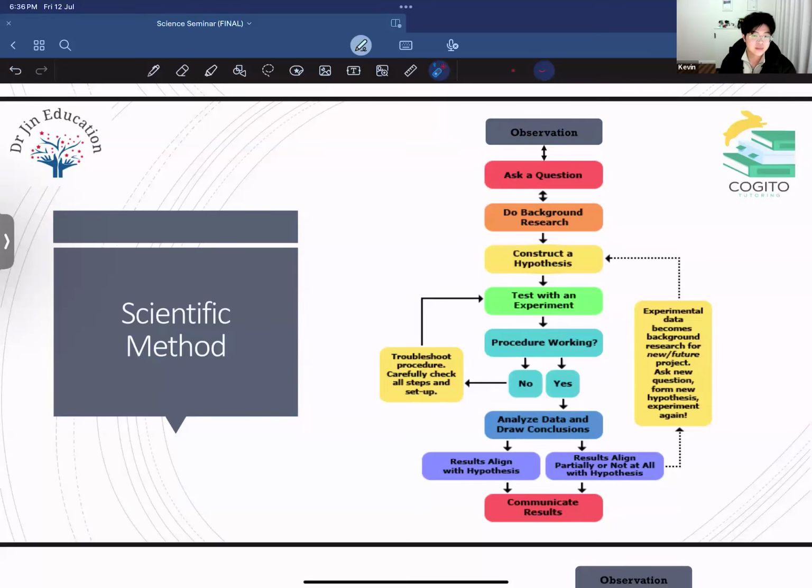Then that's great. However, oftentimes in science, you'll find that after you do the experiment and draw the conclusion, it doesn't really agree with your hypothesis, and that's perfectly normal. Oftentimes in science, you do an experiment and it often fails, and that's perfectly okay as well. So look at this option: the results align partially or not at all with the hypothesis. In that case, since it doesn't agree with it, that's still fine.